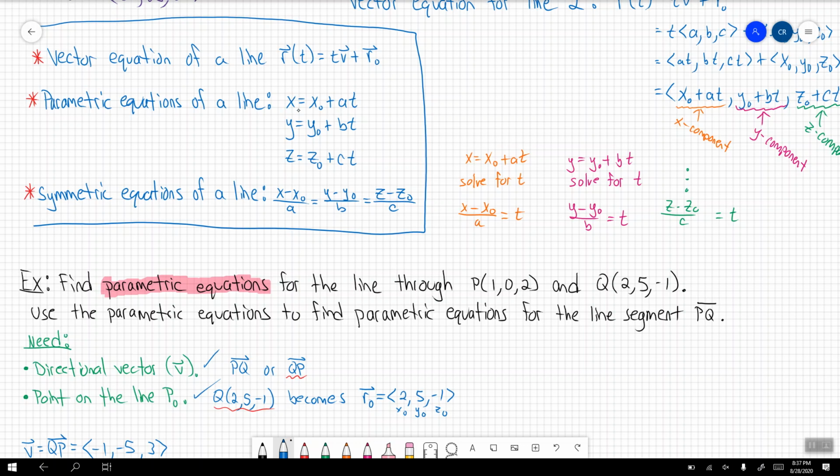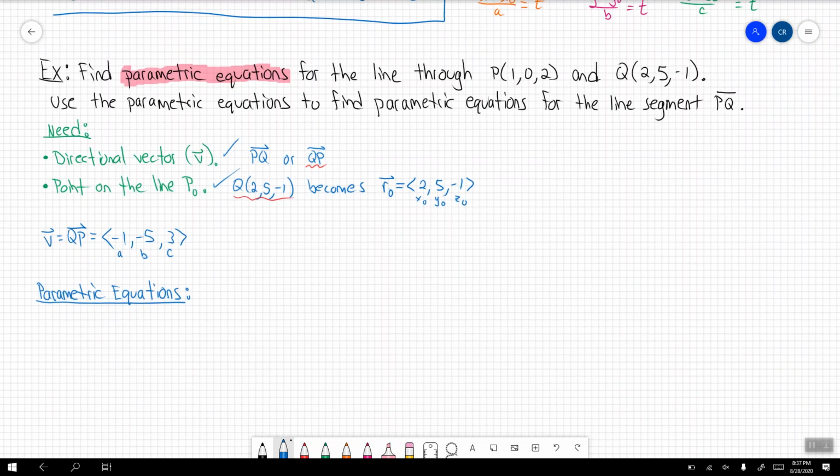and that gives that my x component must be equal to x0 plus a times t. So as I'm looking at my parametric equations, my x component is going to be x0, which is 2, plus my a value multiplied by t. So in this case, I actually get negative t. There we are. My y component is then y naught, which is 5, plus b times t, where in this case it's going to be minus 5 times t.